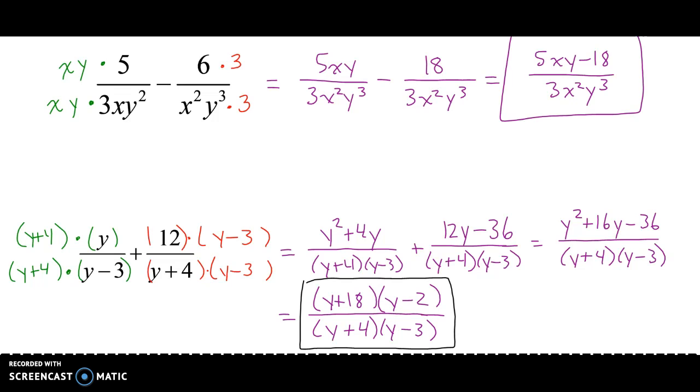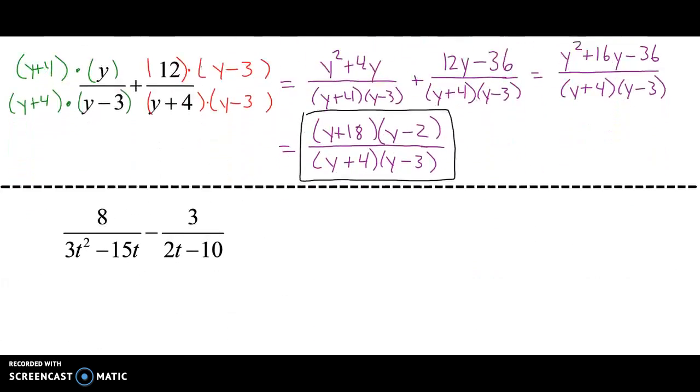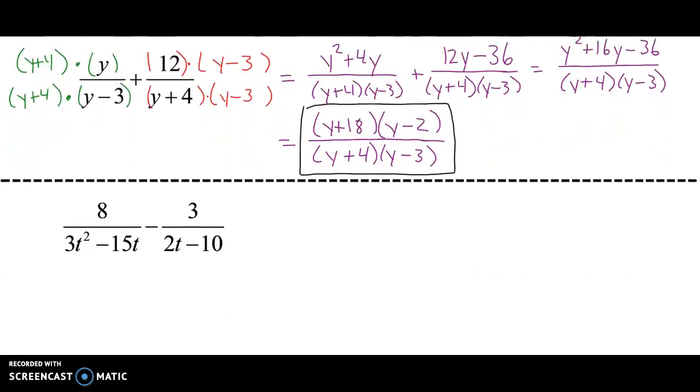Alright, here's a slightly more challenging one. Press pause, try working this one through, see if you get the same answer I'm going to get in a moment.